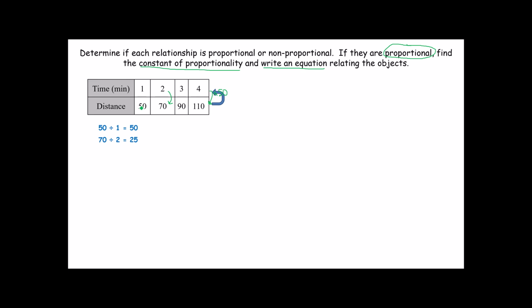Notice again, in my example down here, you'll remember I told you if you can't spot that right away, just take the 50 divided by 1, the 70 divided by 2, and see if when you divide they give you the same thing. This is non-proportional.